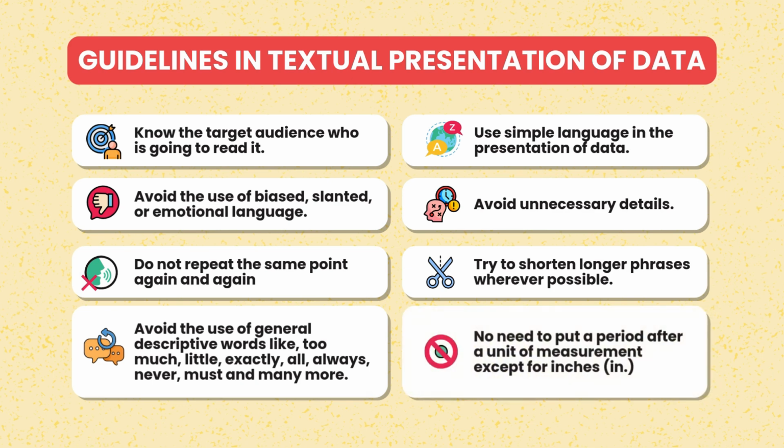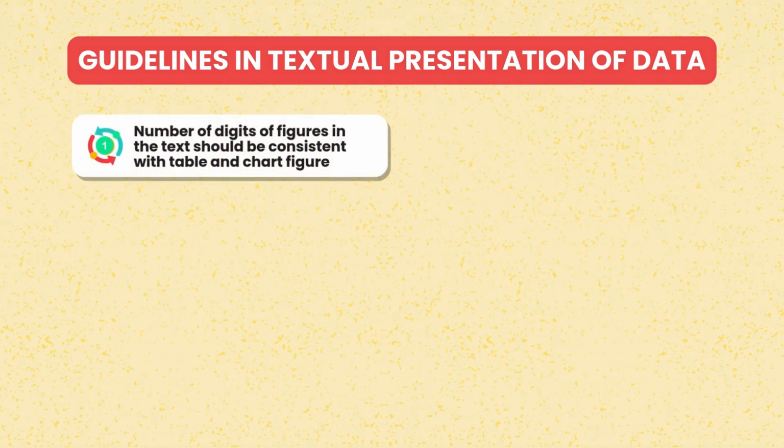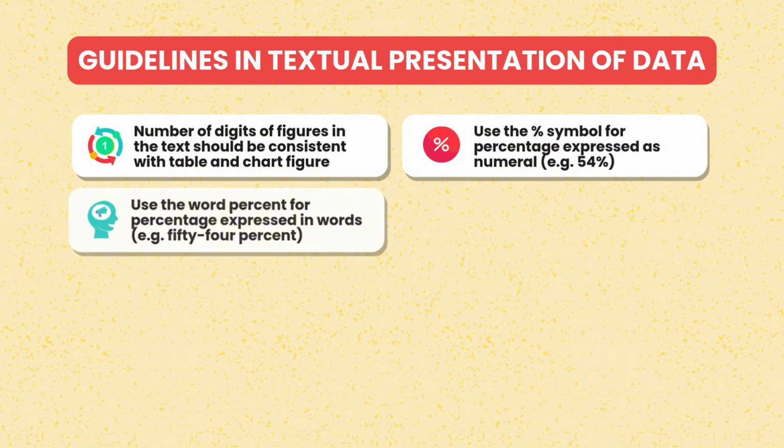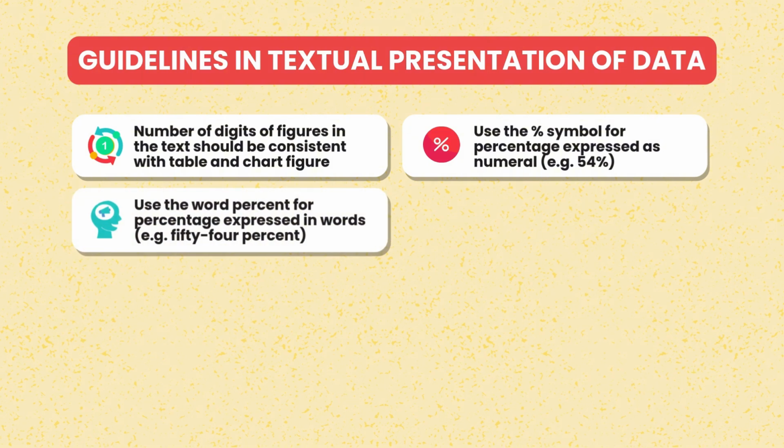Also, there's no need to put a period after a unit of measurement, except for inches, to differentiate it from the preposition of time. Number of digits of figures in the text should be consistent with the table and chart figure. In dealing with percentages, use the percent symbol for percentages expressed as numerals, while use the word percent for percentages expressed in words.